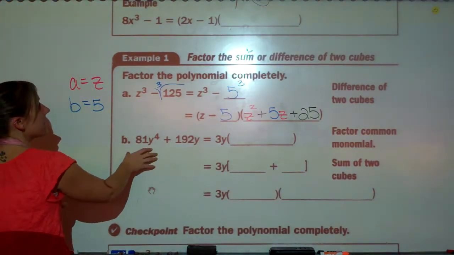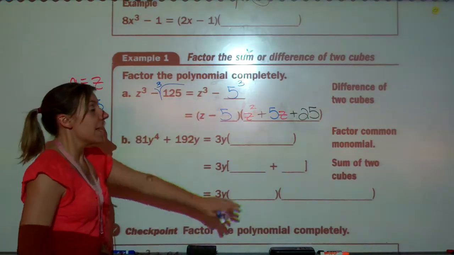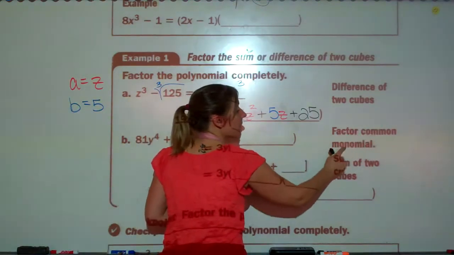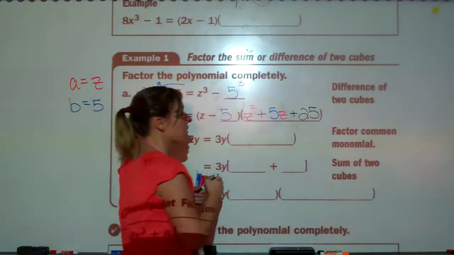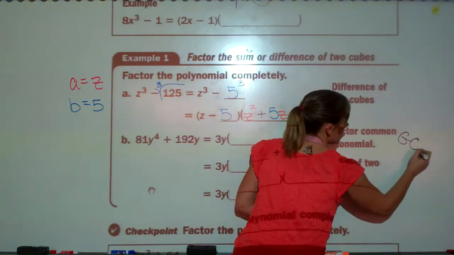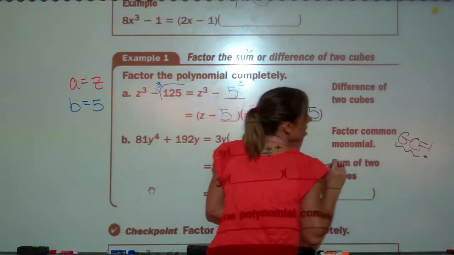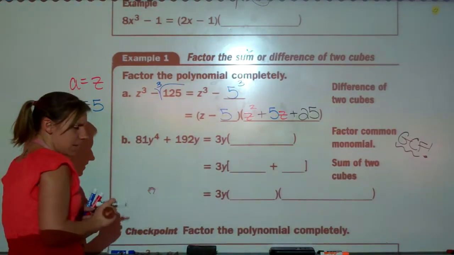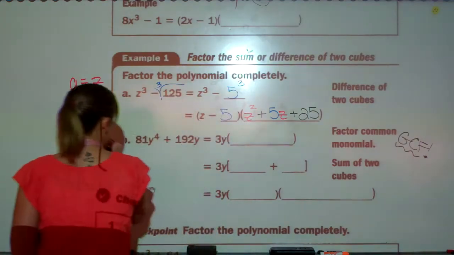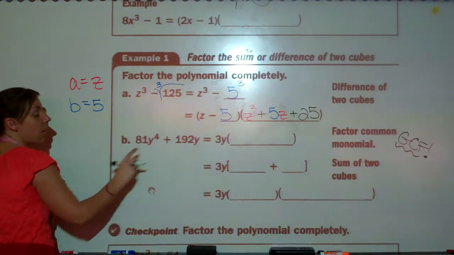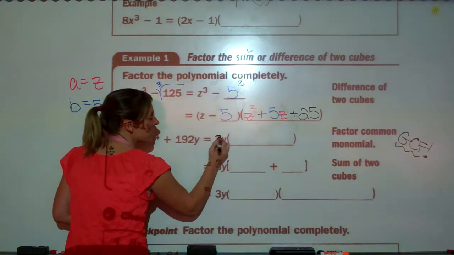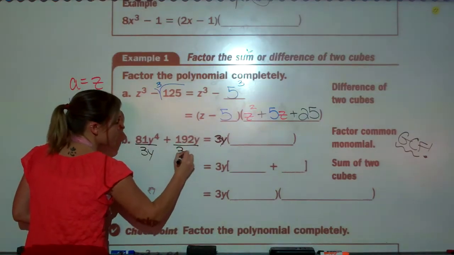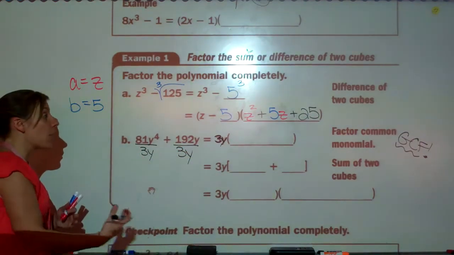All right, so then this says factor the polynomial completely. It actually gives us some ideas. This is where we're starting to layer. Factor the common monomial. By common monomial, we mean GCF. Okay, so factor out a GCF. They both have a y and they both divide by 3, it looks like. So the GCF is 3y. So let's divide both of these by 3y and find out what we have left.